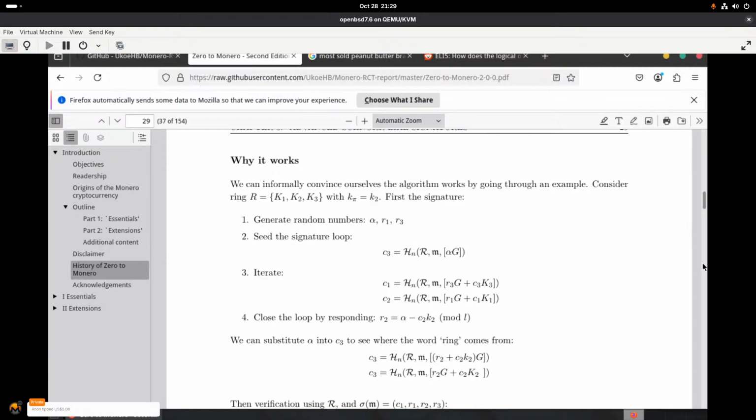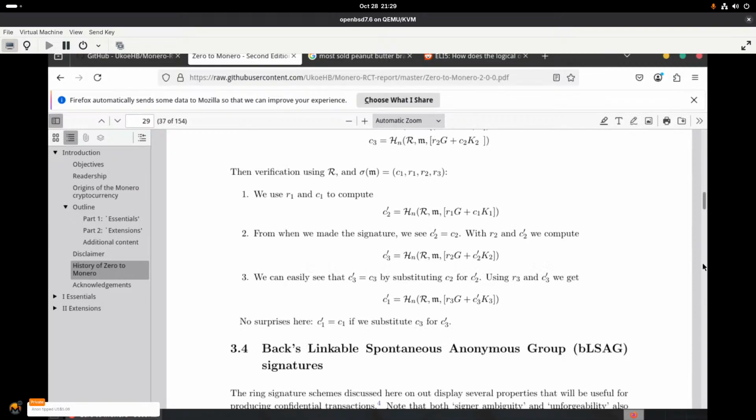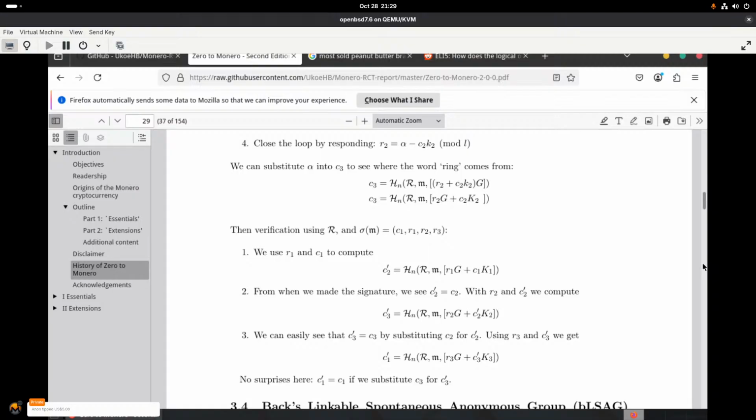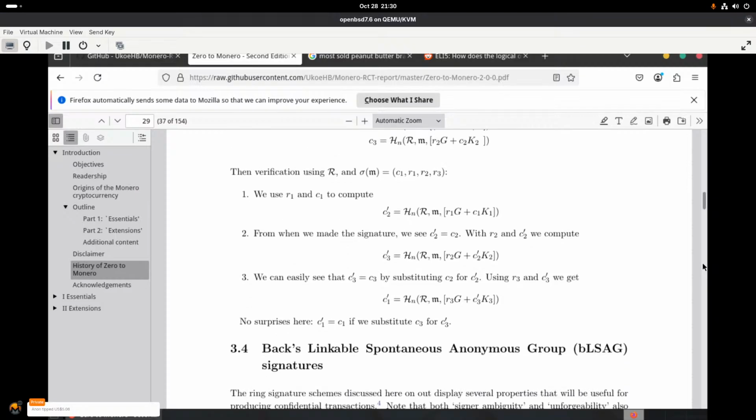We can substitute alpha into c3 and see where in the word ring comes from. c3 equals H(R, m, r2 G plus c2 K2). The verification using R and the signature M, c1, r1, r2, r3. We use r1 and c1 to compute c2 equals H(R, m, r1 G, c1 K1). I'm going to be dreaming about this, about numbers.